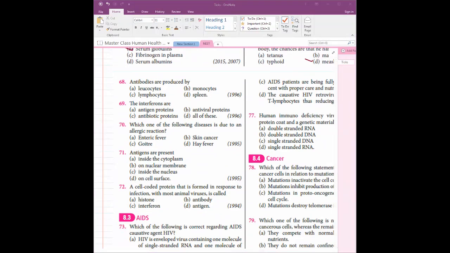Okay, chalo. So antibodies are produced by, okay, guys, you don't even have to think about it quickly. Yes, Mukta is right, Himanshu is right, Parnavi is right. It is going to be your lymphocytes. Okay, the interferons are, guys, tell me quickly, interferons, what are these? Very nice. Mukta is right, Himanshu is right, Sia is right. These are nothing but antiviral proteins.